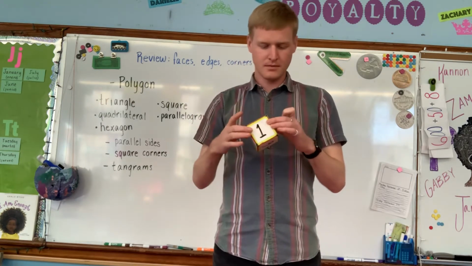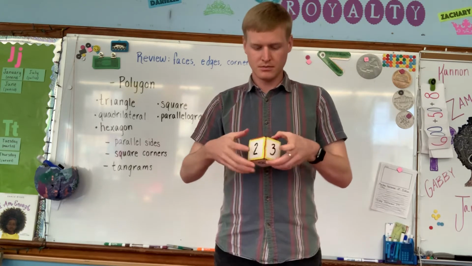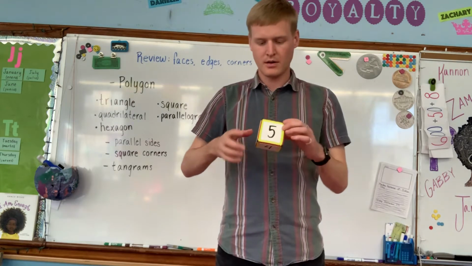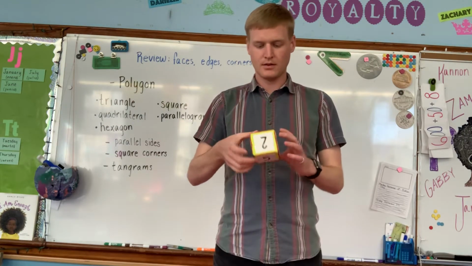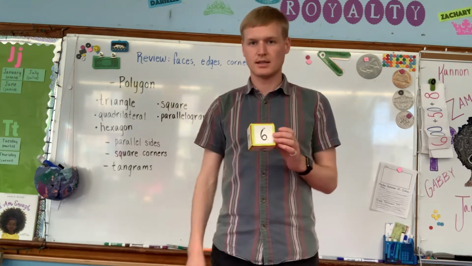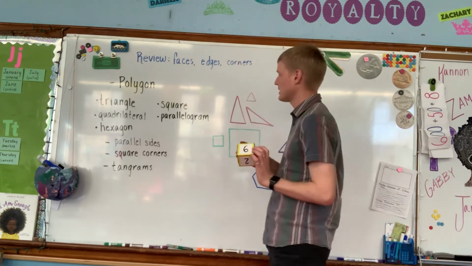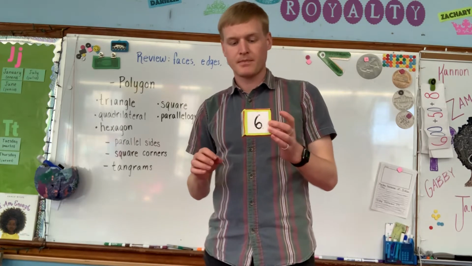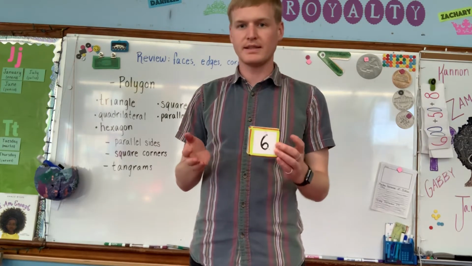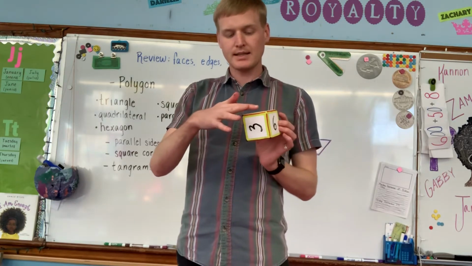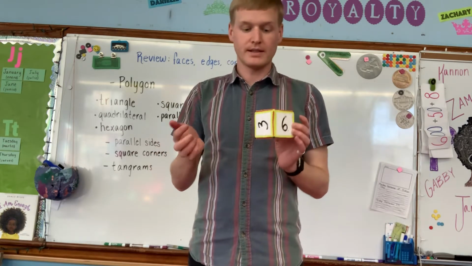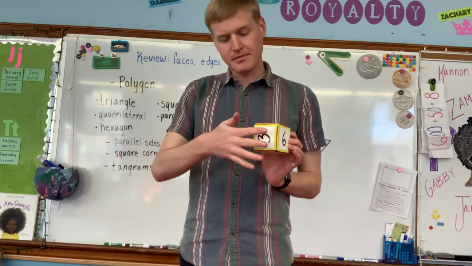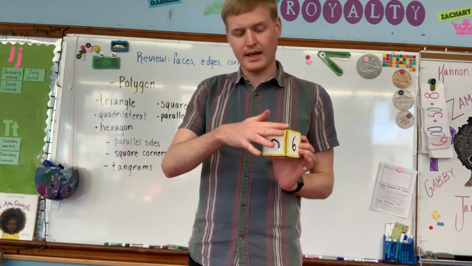So 1, 2, 3, 4, 5, and 6. A cube has 6 faces. When I talk about edges, this is where 2 faces meet. So I can see, or 2 or more faces meet. And I can see that this face is meeting this face to make an edge.